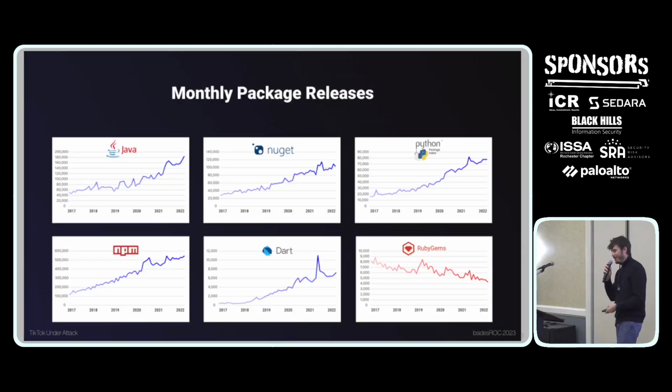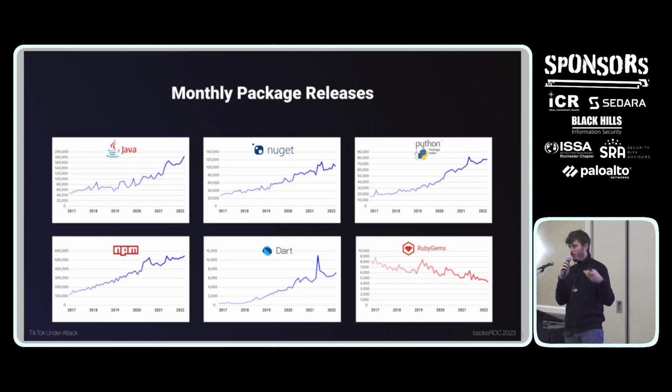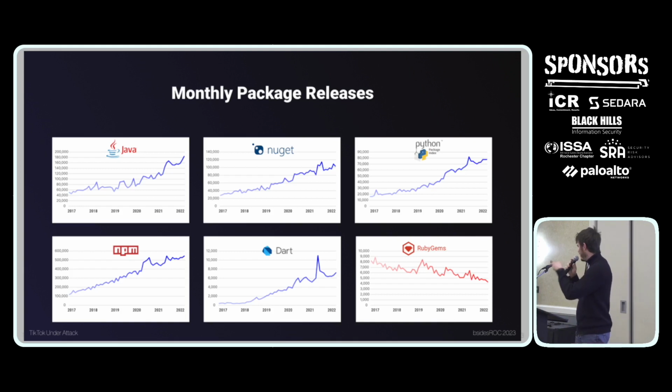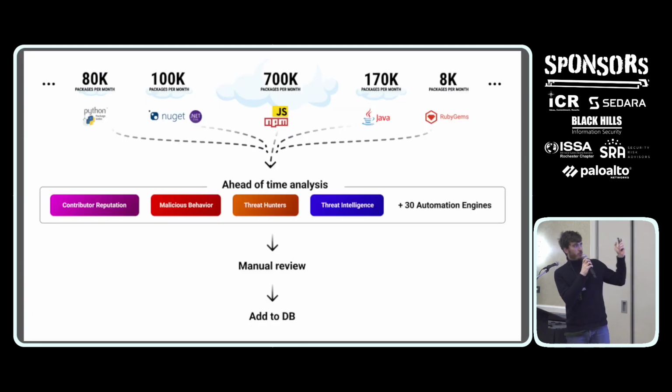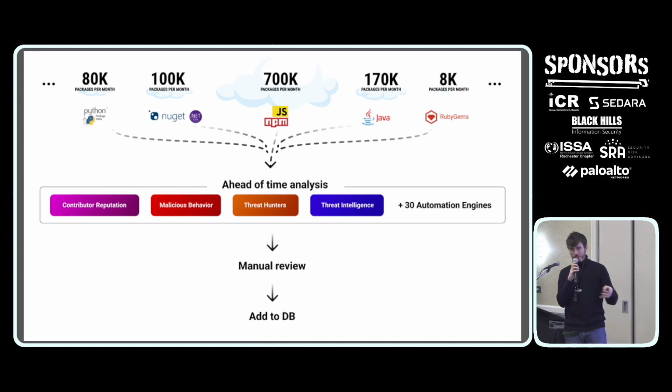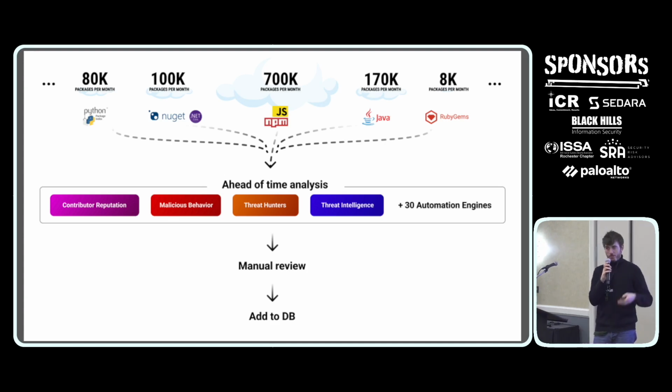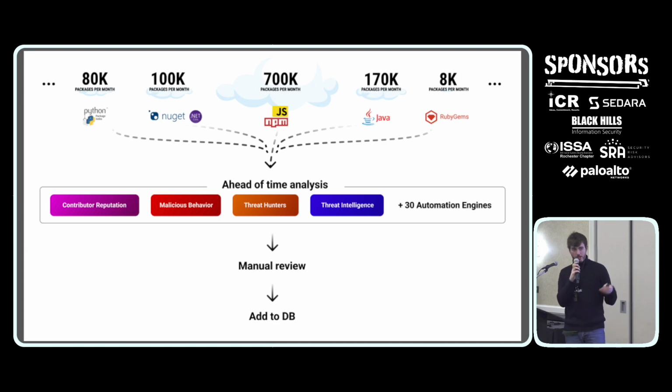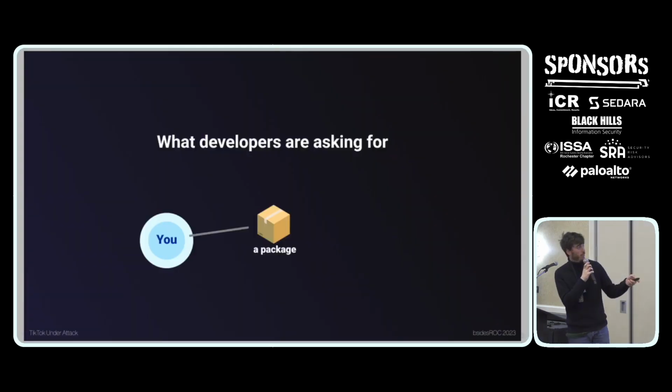Each month, more than a million packages are uploaded online to the open source ecosystem, including Java packages, NPM, PyPI. I'm pretty sure everyone uses one of them. So what my team does is we sit on that pipeline, and we analyze each and every package that is being uploaded. We send it through automated engines, and eventually also check it manually, and then add it to a DB, so we can remember what was malicious.